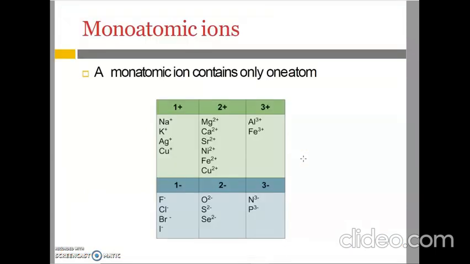Monoatomic ions contain only 1 atom. For the positive 1 charge, this is the list of the elements. Also the negative 1 charge, positive 2 and negative 2, positive 3 and negative 3 atoms that become ions.